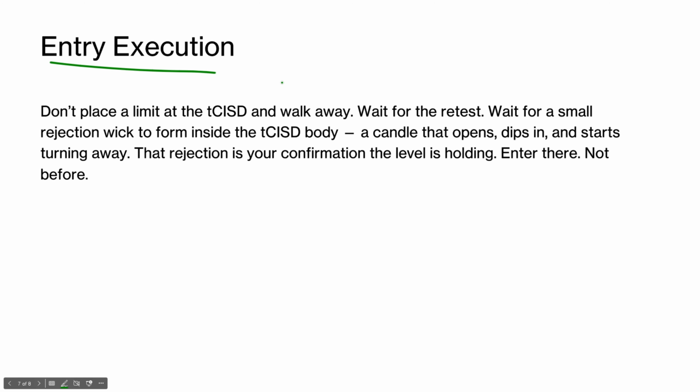Let's just do entry execution and then we'll jump into some charts. First, don't place a limit at the change state of delivery and walk away. Wait for the retest, right? Wait for a small rejection wave to form inside the change state of delivery body. A candle that opens, dips in, and starts turning away. This will not always show up, maybe once a week, if you're lucky.